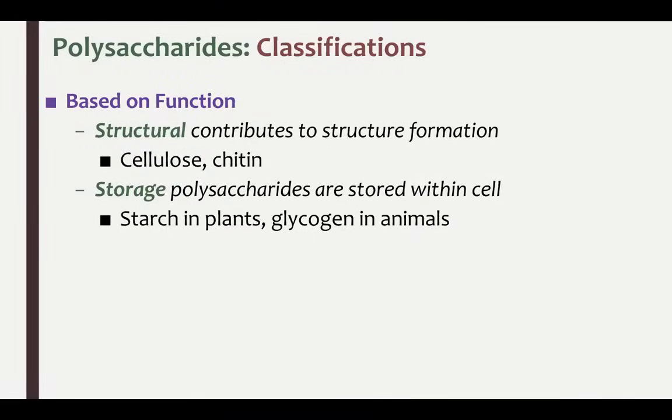Then we will learn about the classification, which is based on function. There are two types of polysaccharides based on function. One is structural and one is storage. We have already discussed this: structural polysaccharides contribute to structure formation, like cellulose. Cellulose is present in the cell wall, and chitin is also present in the exoskeleton of some animals. We will discuss this later. And for storage, we have already discussed that starch is present in the seeds of plants or tuber-like plants, and glycogen is present in the liver of animals.